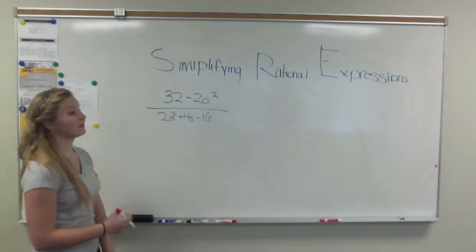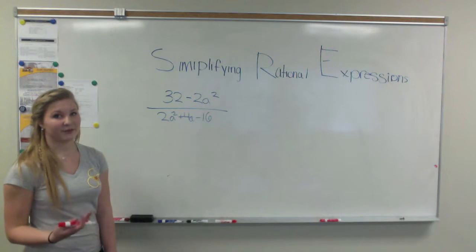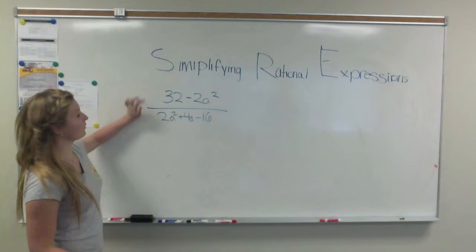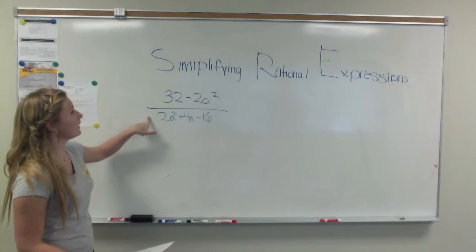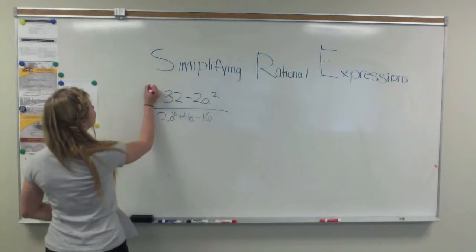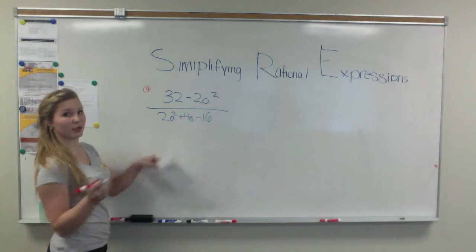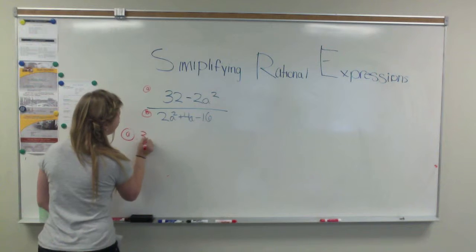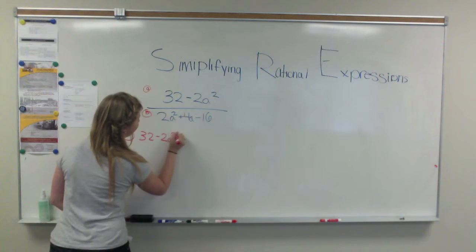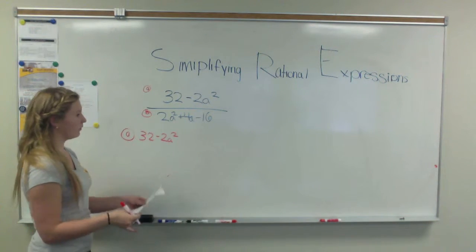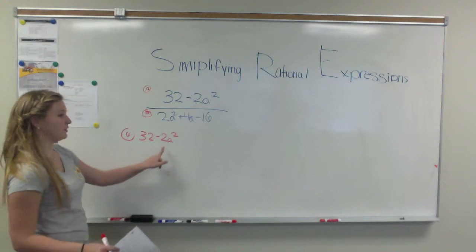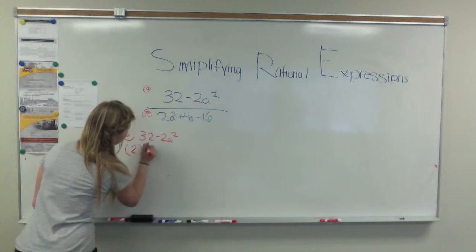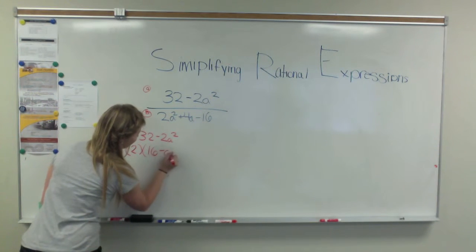Now we're on to our complex equation. And all the steps are still the same. So we're first going to factor. We're first going to factor the numerator, and then we're going to factor the denominator. So I'm going to name the numerator A, and then I'm going to name the denominator B. So A, we have 32 minus 2a squared. Now, they have a common factor, which is 2. So first we're going to divide out 2. And that leaves us with 16 minus a squared.